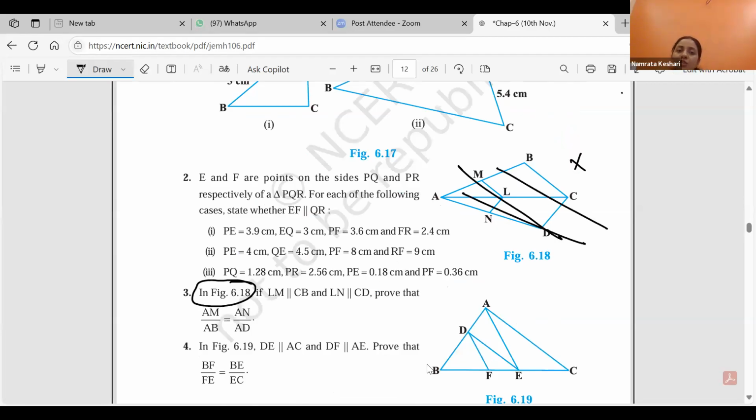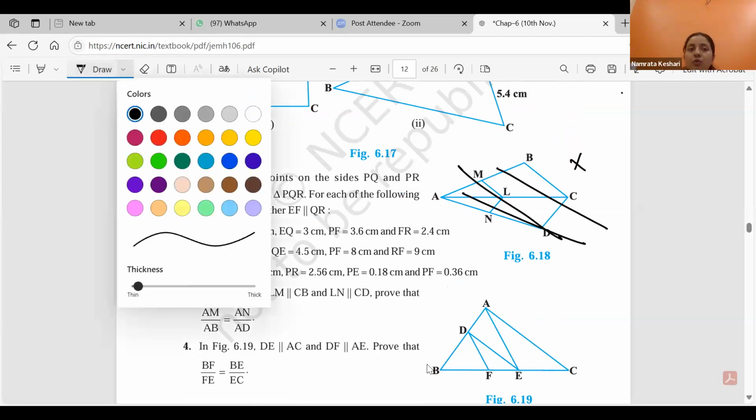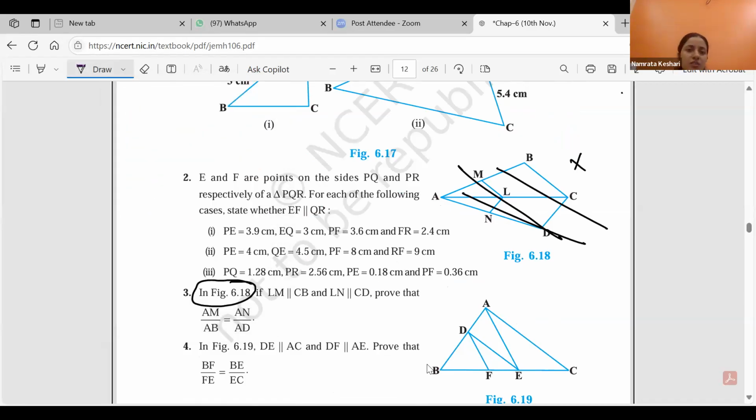In NCERT, most of the time, when we start solving the question, beside the question there will be a figure. But that figure is not for the question. That is for another question. This is not the first time you are seeing such a scenario. Many times you have seen such a thing in NCERT. This is common. So E and F are points on the side PQ and PR, respectively, of a triangle PQR. You have to draw the figure. So let's draw a triangle PQR.